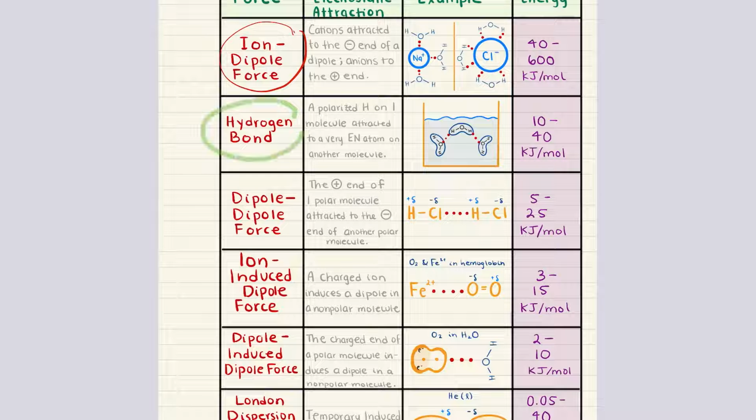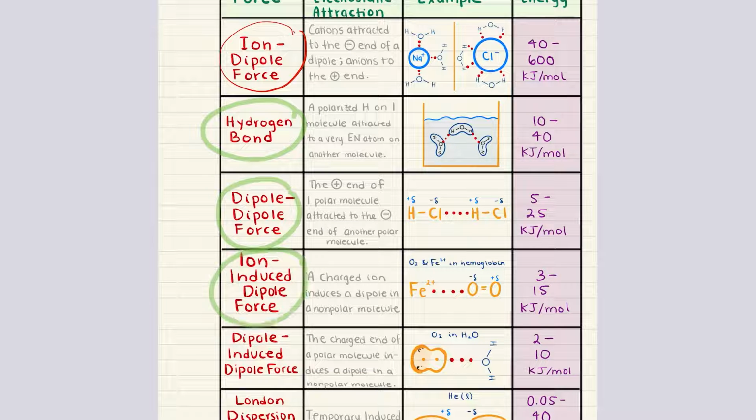Then we have hydrogen bonding. Hydrogen bonding is when strong bonds form between a hydrogen atom attached to a fluorine, oxygen, or nitrogen, and a highly electronegative atom in another molecule. This usually leads to high solubility. Then we have dipole-dipole forces. These are present when both solute and solvent are polar.